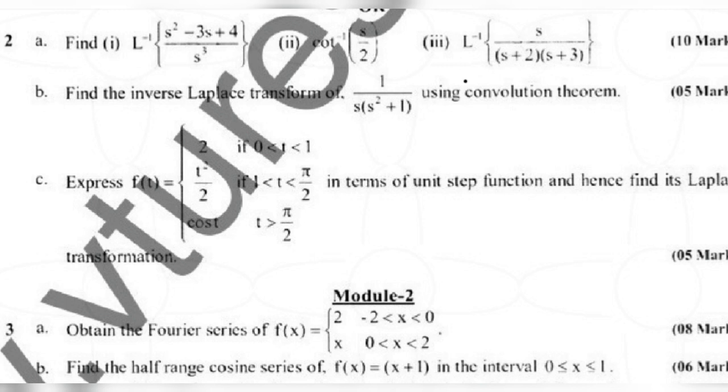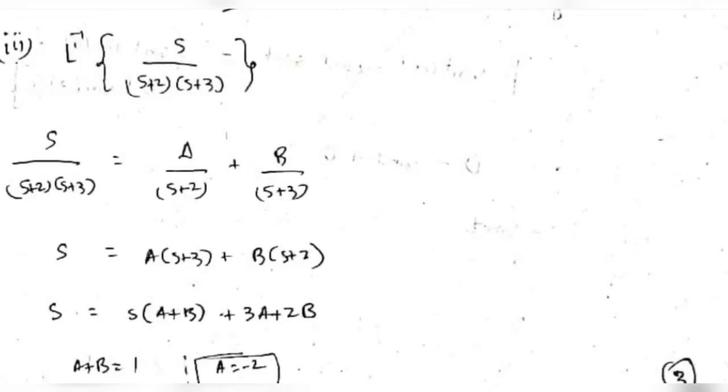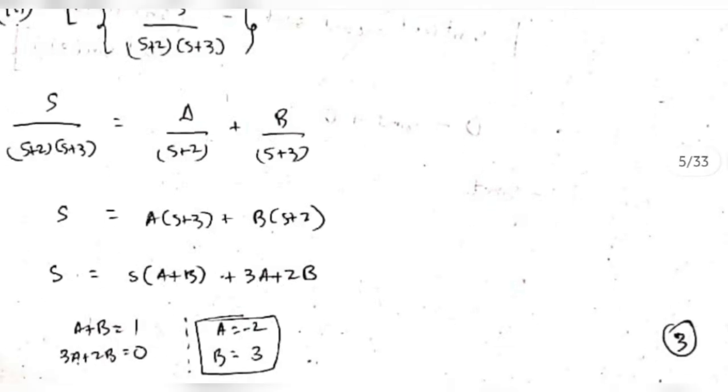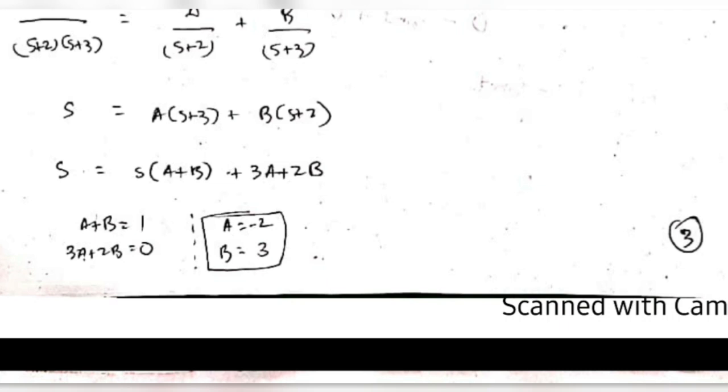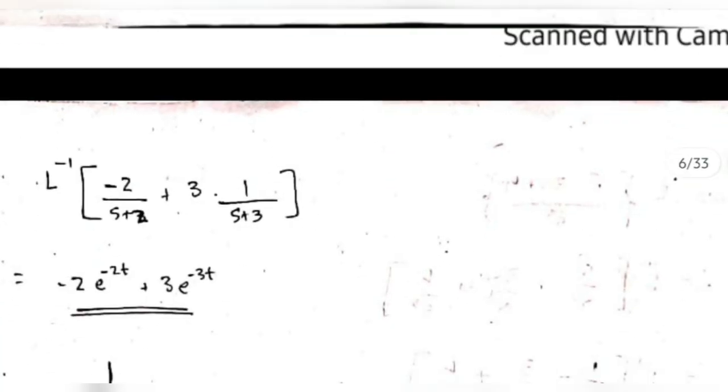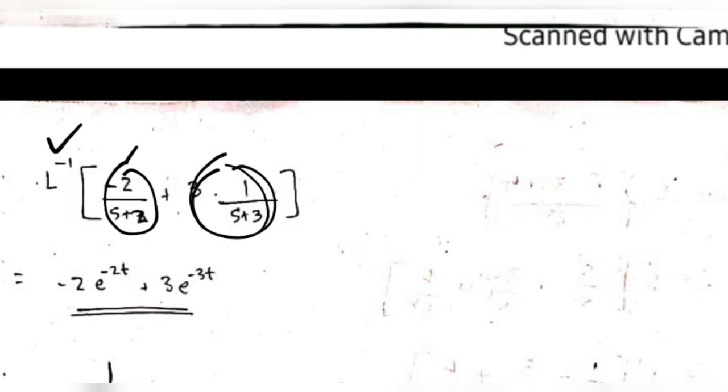To solve the next question, we have to use the partial fraction method. Remember, if you get the question in this form where you have in the denominator two terms getting multiplied, you have to use the partial fraction method. In this method, we will be separating the denominators and finding what is a and b. After we get a and b, we will substitute back a and b and find the Laplace transform of each of these separately.